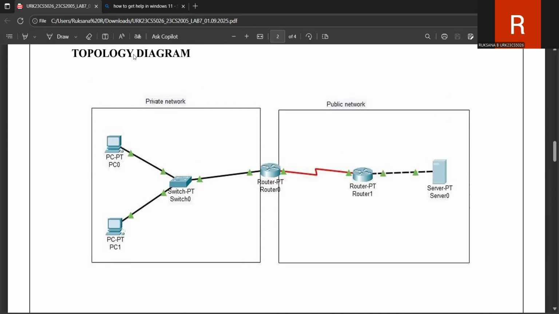conserving address space. To conclude this experiment, it helps us to understand how NAT and PAT work to connect private networks to the internet securely. NAT not only conserves public IP addresses but also hides internal network details, adding an extra layer of protection. So, this lab provides valuable insight into how real world routers provide secure and efficient internet access for multiple users.